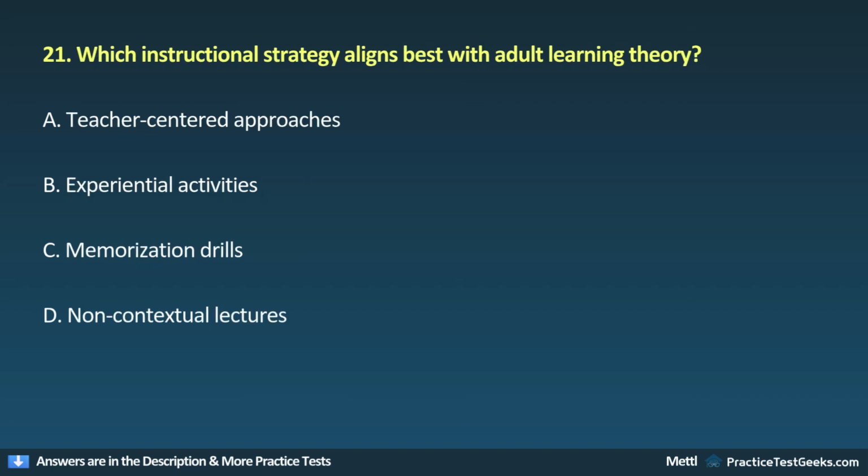21. Which instructional strategy aligns best with adult learning theory? A. Teacher-centered approaches. B. Experiential activities. C. Memorization drills. D. Non-contextual lectures.